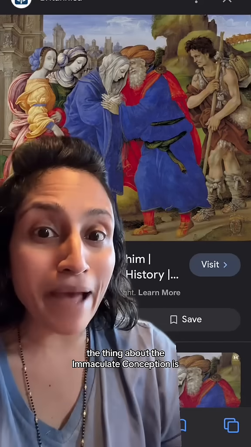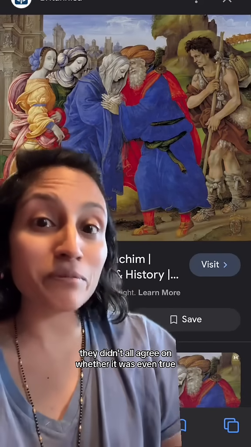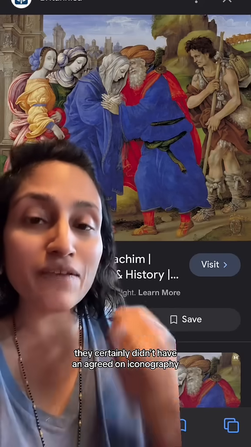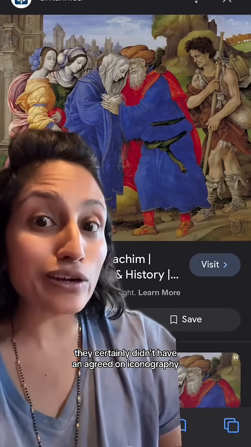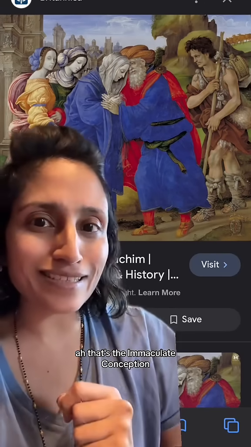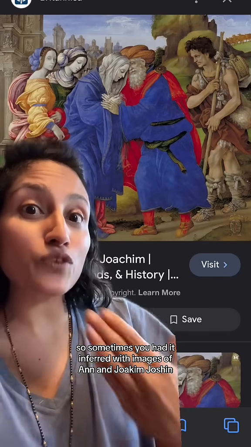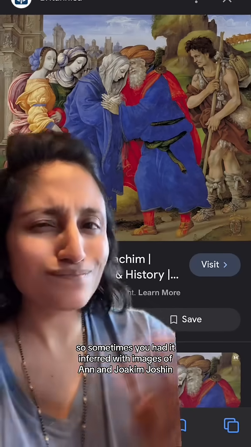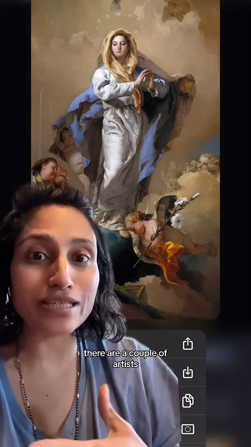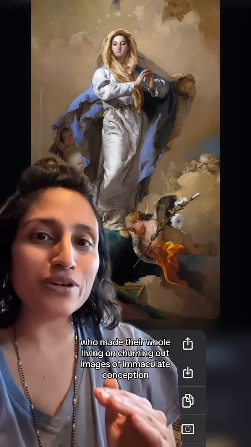The thing about the Immaculate Conception is they didn't all agree on whether it was even true. And they certainly didn't have an agreed-on iconography to define how the faithful would get, that's the Immaculate Conception. So sometimes you had it inferred with images of Anne and Joachim.